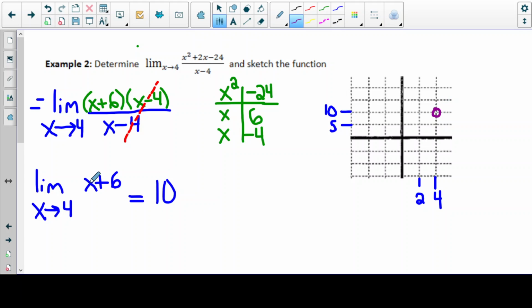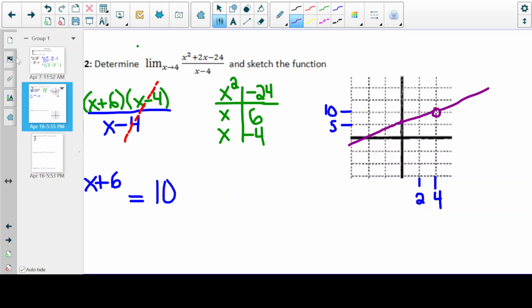But then the rest of our equation is a linear equation, x plus 6. And so I have a y-intercept of 6 and a slope of 1. And so our function, in fact, is a linear equation with point discontinuity. All right, so as the limit approaches from the left-hand side, it does get to 10. And as we approach x equals 4 from the right-hand side, we get 10. And so again, our limit exists, but yet our function has point discontinuity.